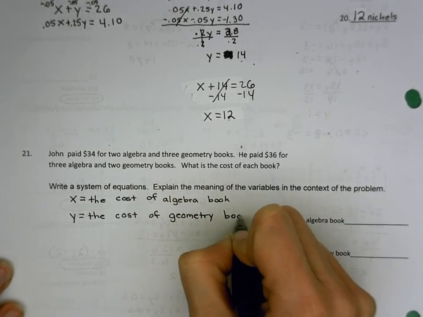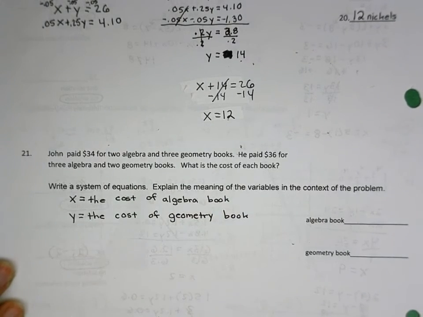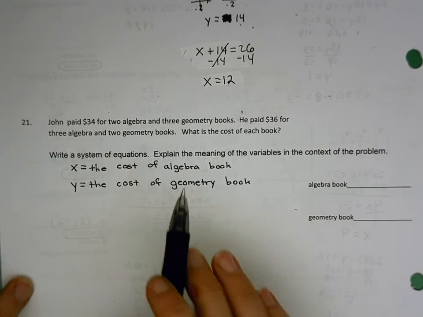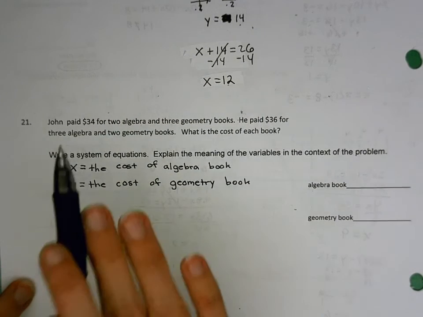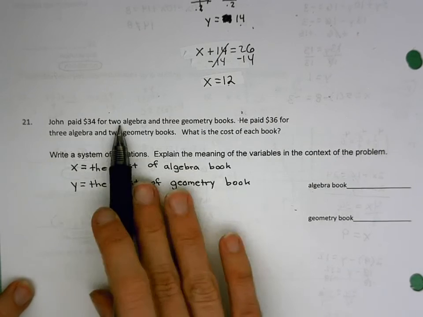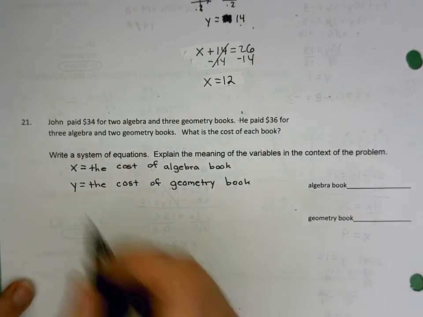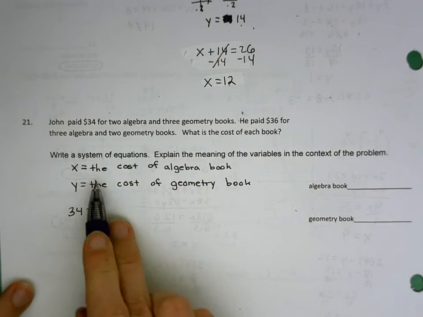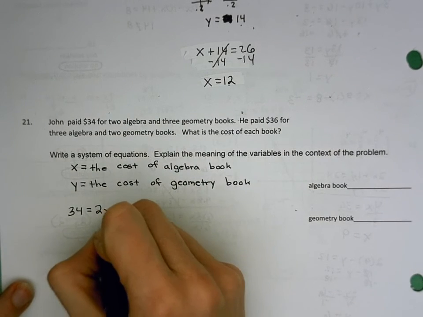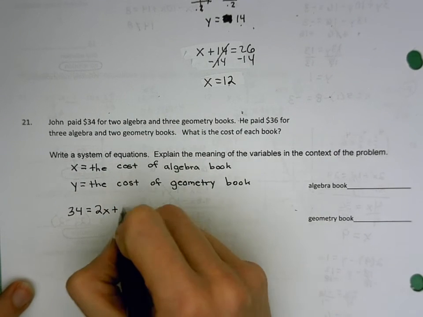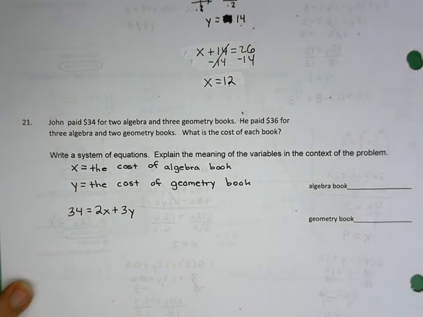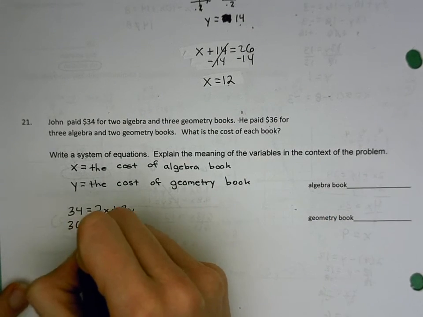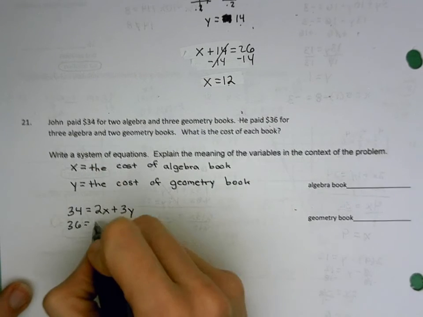Okay. So here we go. Next we're going to write our system of equations. Our first scenario here is he paid $34 for 2 algebra and 3 geometry. So he paid 34 for 2 algebra, so 2 x's, and 3 geometry, so 3 y's. Next equation, he paid $36 for 3 algebra, so 3 x's, and 2 geometry, 2 y's.